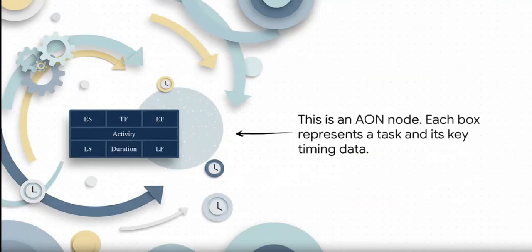So this box right here, the node, this is the basic building block of our entire map. Every box is one task. And inside, we track all the important info, the earliest it can start and finish, the latest it can start and finish, and so on. And all of that lets us figure out the total float, or TF. And trust me, that is the secret sauce.